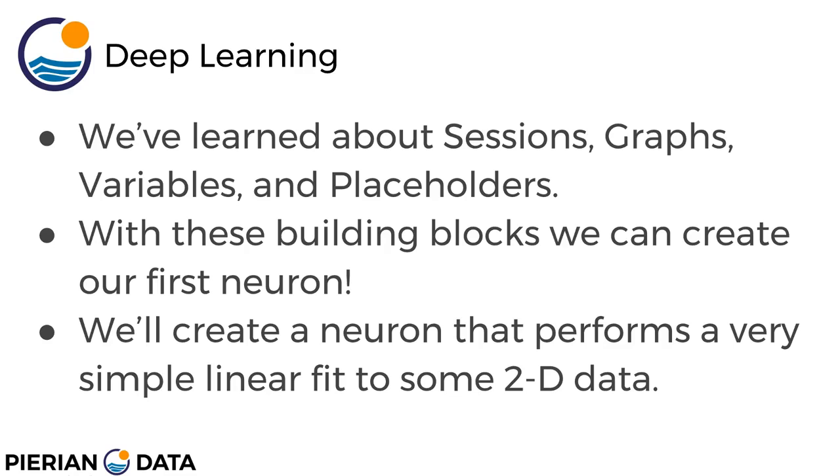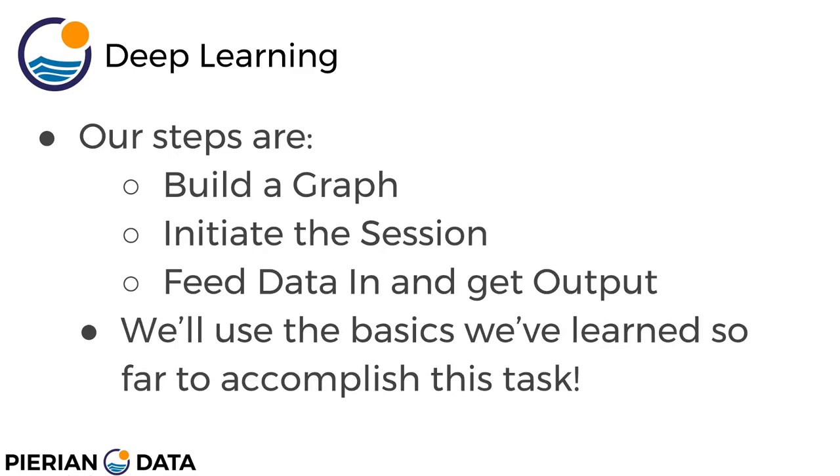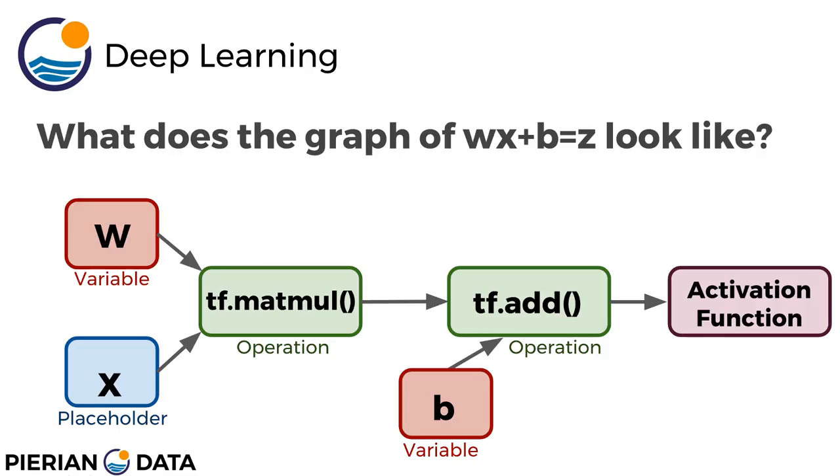That is, we're going to have some features, and then we're going to just say, what is y given this x? So our steps are the following. We'll build the graph, initiate the session, and then feed data in and get some sort of output back. And we're going to use the basic components such as placeholders and variables that we've learned so far to accomplish this task. So what is our graph actually going to look like when we design this linear fit?